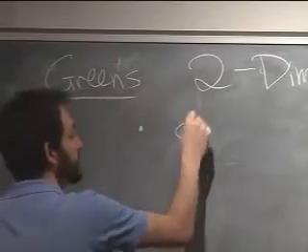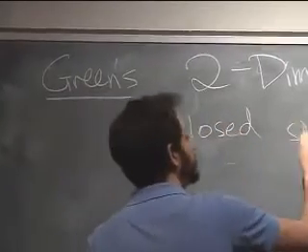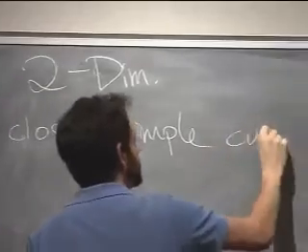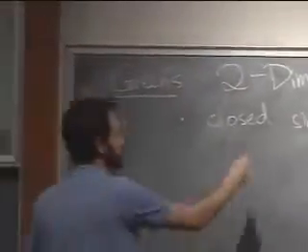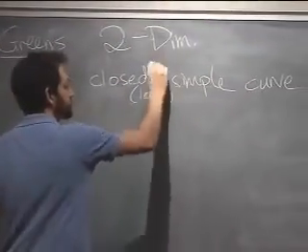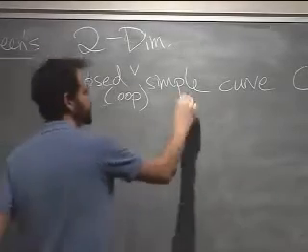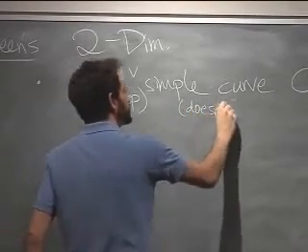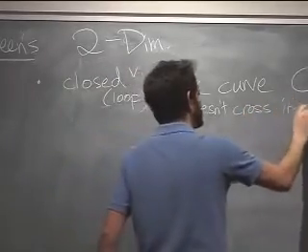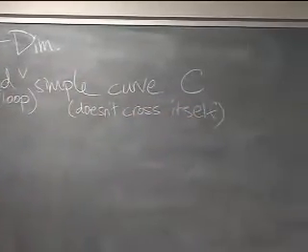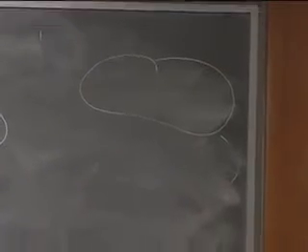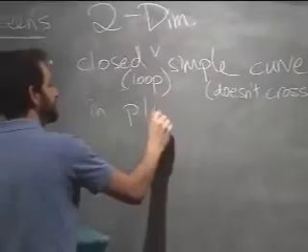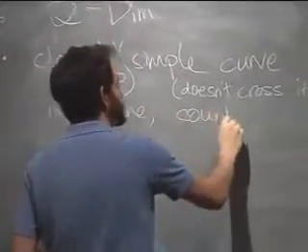So we have a closed, simple curve, C. Closed means there's no endpoints, it's a loop. And simple means it doesn't cross itself. Okay, so you're looking at something like this. It has a counterclockwise orientation. So it's in the plane with a counterclockwise orientation.